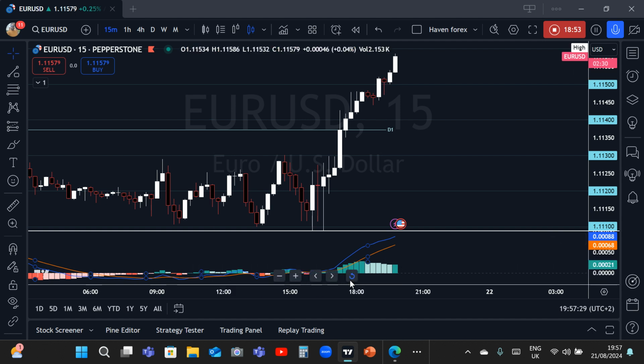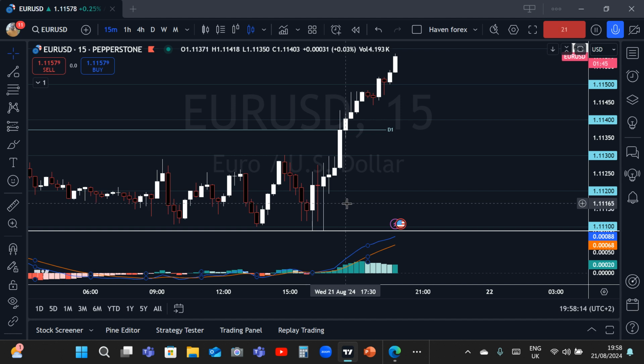All right, the signal line is the 9-day EMA of the MACD line, which acts as a trigger for buy and sell signals. Then the histogram represents the difference between the MACD line and the signal line. How to use the crossover: we have the bullish signal and we have the bearish signal. When the MACD line crosses above the signal line, it indicates potential uptrend momentum. Then the bearish signal: when the MACD crosses below the signal line, it indicates potential downtrend momentum.